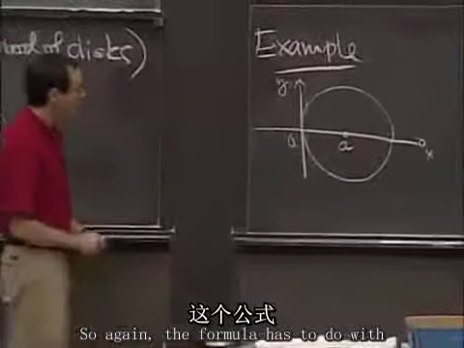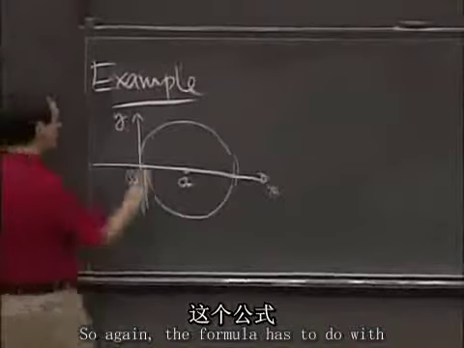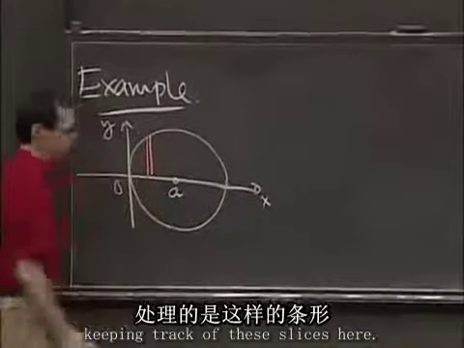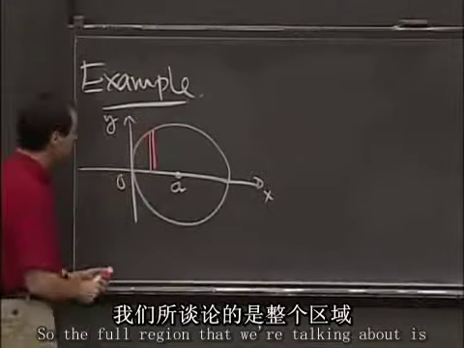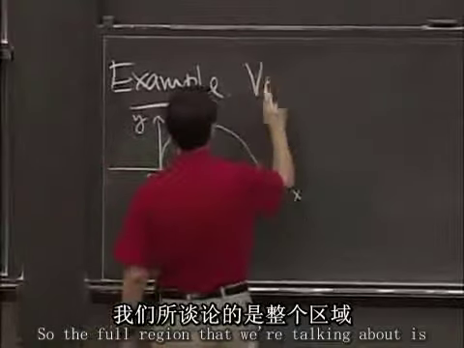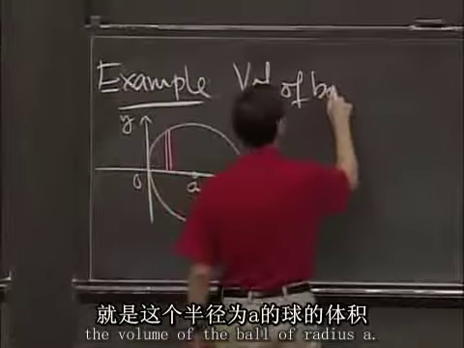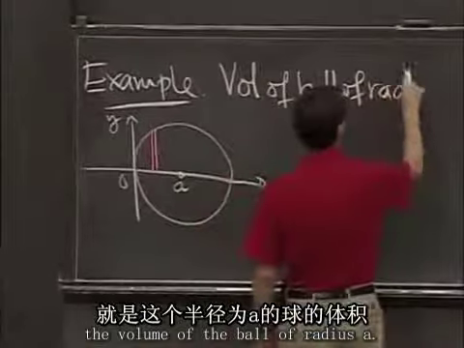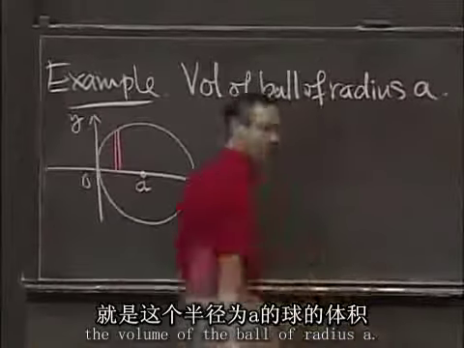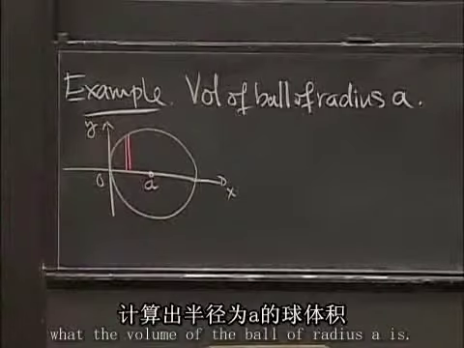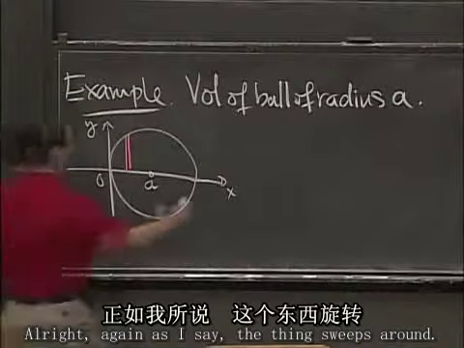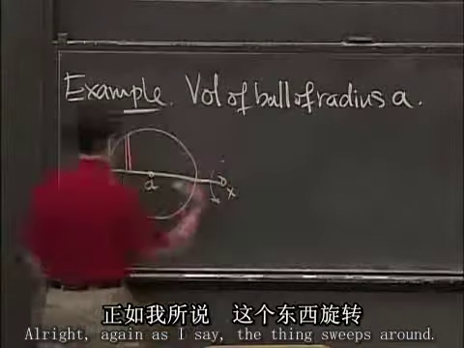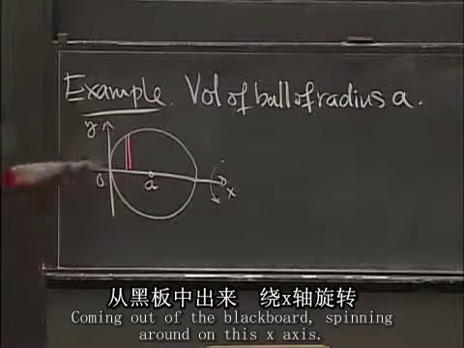So again, the formula has to do with keeping track of these slices here. And we're sweeping things around. So the full region that we're talking about is the volume of the ball of radius A. That's what our goal is, to figure out what the volume of the ball of radius A is. All right. Again, as I say, the thing sweeps around, coming out of the blackboard, spinning around on this x-axis.